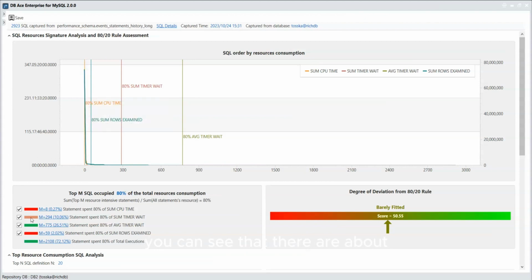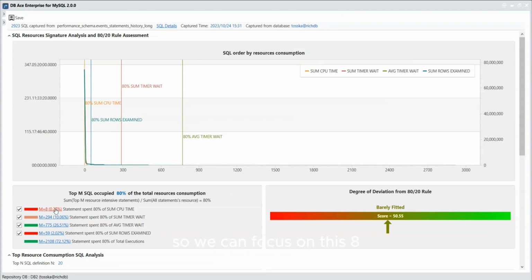In this example, you can see that there are about 8 SQL statements which spend up to 80% of CPU time. And about 10%, 294 SQL statements, used up to 80% of sum time or wait. And here is the average time or wait. So the overall time or wait distribution is quite normal, but the CPU time resource distribution is quite abnormal. Less than 1% of SQL statements occupied up to 80% of CPU time.